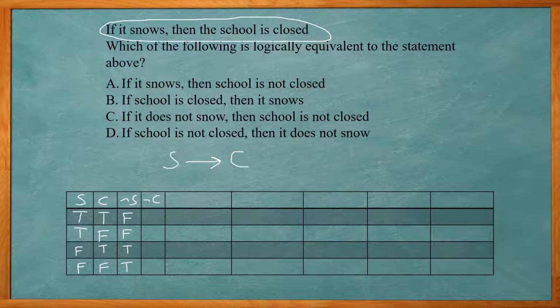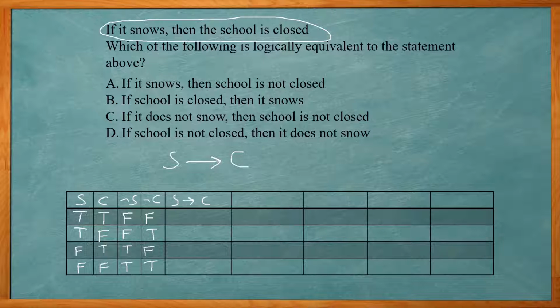And for not C, again, I'm going to do the opposite. So true is going to give you false. False will give you true. True will give you false. And false will give you true. Then I'm going to do the truth table for snow implies closed, school is closed.